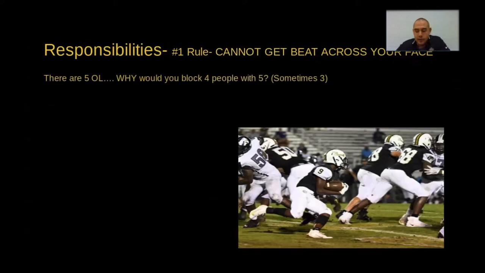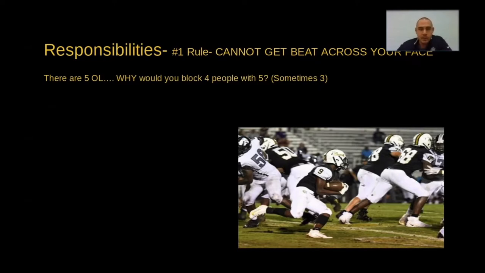So the most simple form that I use this for is there are 5 offensive linemen, right? So why would you block 4 people with 5, right? And then I know some offensive coordinators who I've spoken to block 3 people with 5. I mean, in my mind, isn't that giving the defense a advantage, right? We're trying to take advantages away. Just in my thought process, right? We have 5 people, let's block 5 people, and then we'll have the advantage.